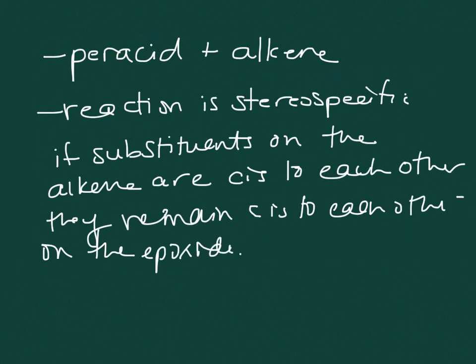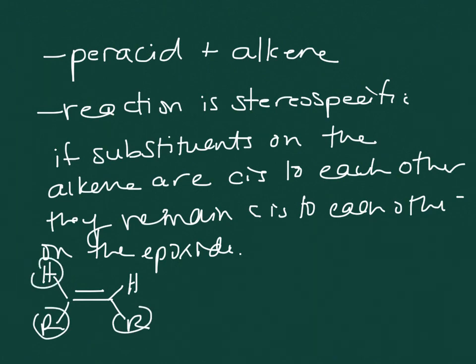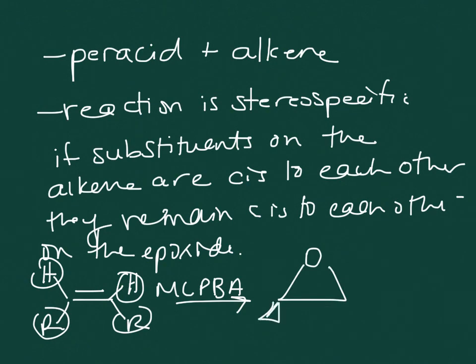So for example, here's our starting alkene. The R groups are cis, and the hydrogens are cis to each other. We treat this with our peracid. In our epoxide, the R groups remain cis to each other, and the hydrogens are cis to each other. And the same thing is true if the substituents are trans to each other.